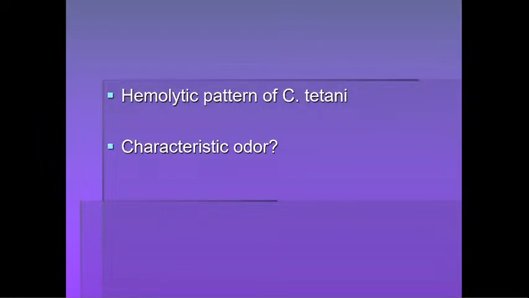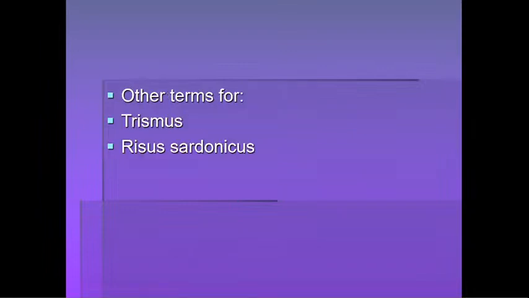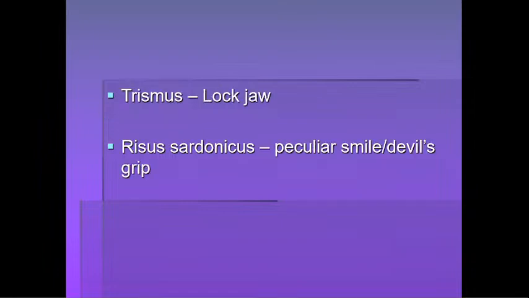All right. Now let's move on to the laboratory findings of Clostridium tetani. On blood agar plates, it produces beta hemolytic colonies, which have a burnt flesh odor. Okay? And when we talk about the symptomatology of this organism, there are terms. We have trismus and risus sardonicus. Trismus is lockjaw. Risus sardonicus is a peculiar smile or devil's grin.